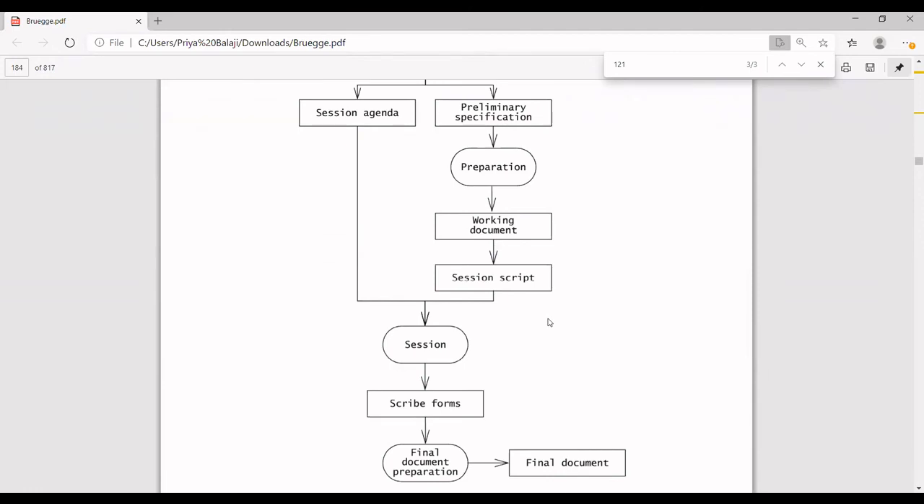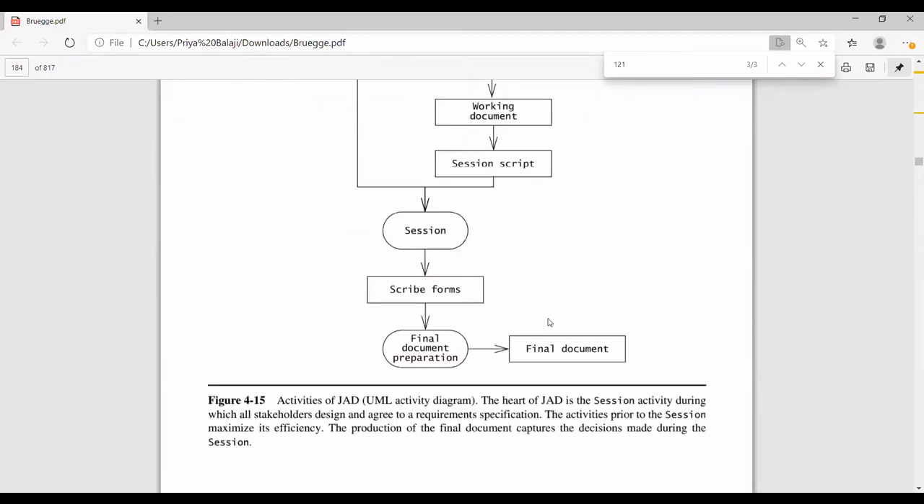The next activity is your session activity. In your session activity, what exactly is going to happen? The decisions, whatever the final decision is. Say I need to have 3 actors. My 3 actors have to communicate with 5 or 6 use cases, and this one is going to be the primary actor, this person is going to be the secondary actor, and these are the use cases. All that use case information, everything will be documented. That happens in your session scribe forms.